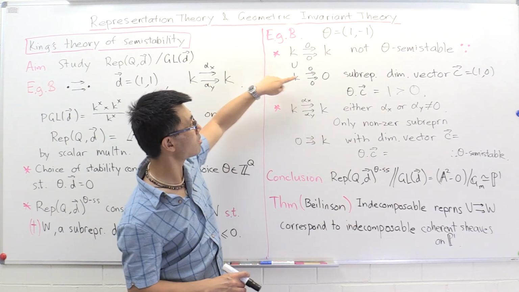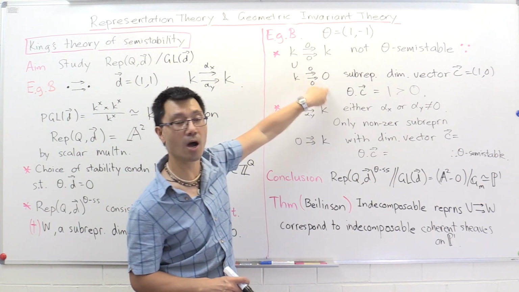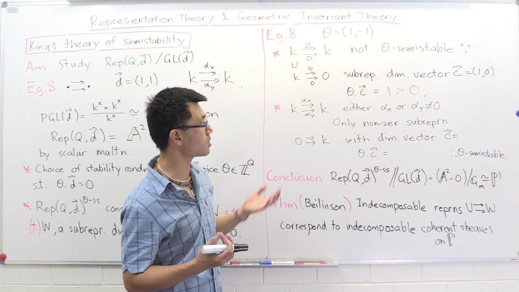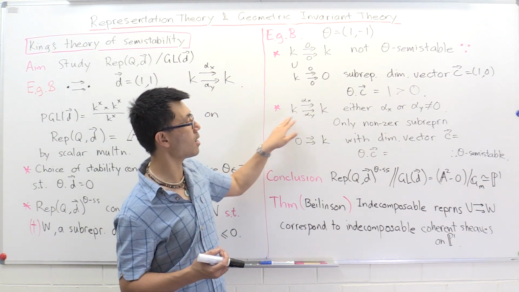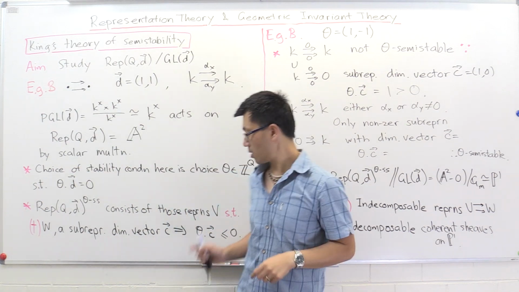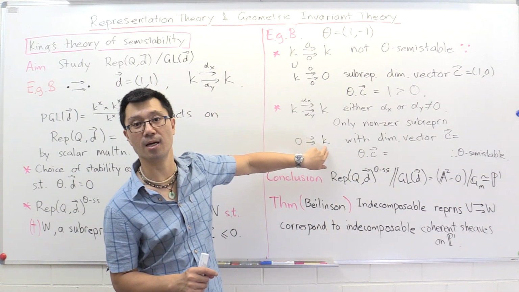If alpha y is non-zero, then this k, you're multiplying by a non-zero number, so it doesn't get mapped to 0 either. So that's not a subrepresentation. It does have a subrepresentation. Of course, you can put both zeros here. And the only other one, if you put both zeros here, the dimension vector is 0, so this holds. And the only other one is if you have a 0 here and a k here.